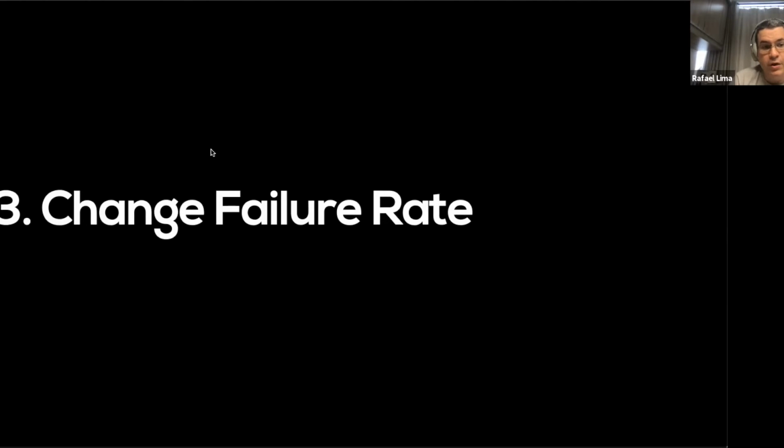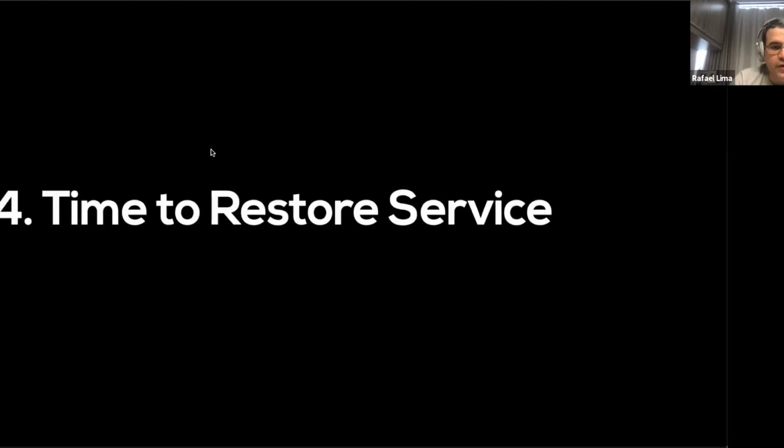The third one, sorry, is the change failure rate. So the percentage of installations, of deploys, that cause a failure in production. So what is that percentage? And finally, how long does it take for you to restore that service? Once that fails, how long does it take for you to recover fully from that, right?